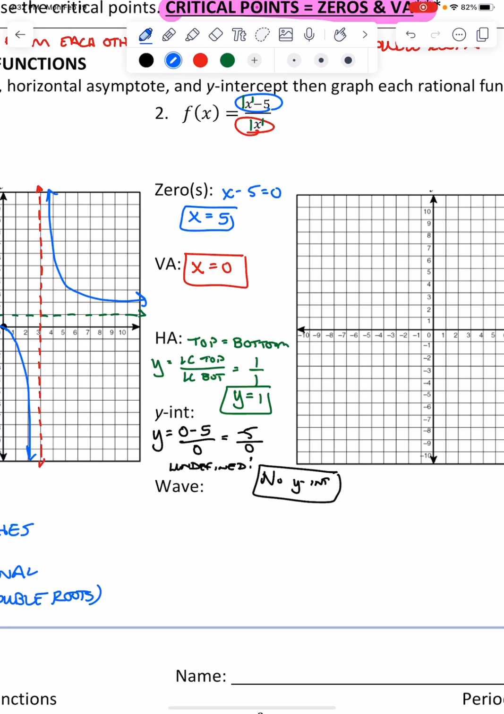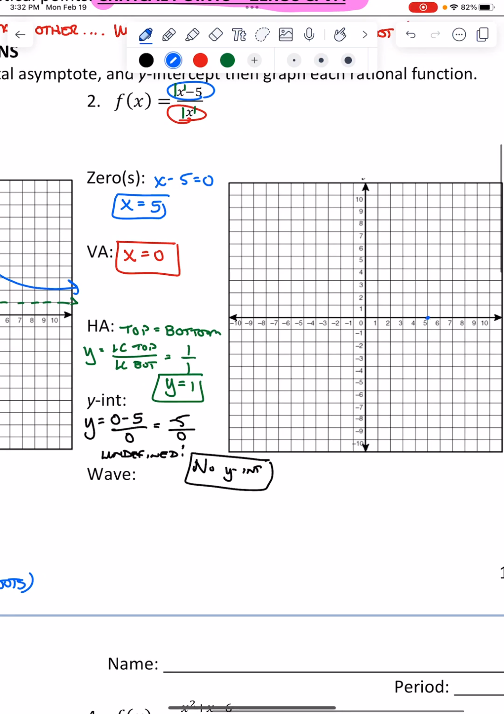So let's go with zeros. So zeros, we got 1. It's going to cross the x-axis at 5. Vertical asymptote, we've got x equals 0. Horizontal asymptote, we've got y equals 1.